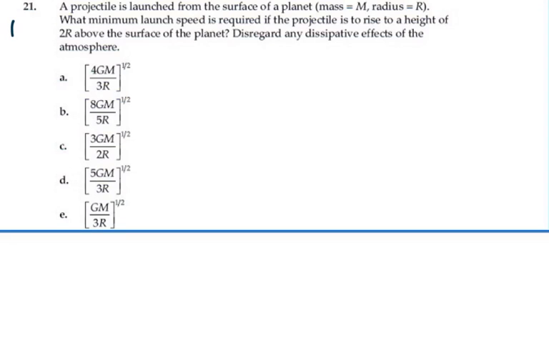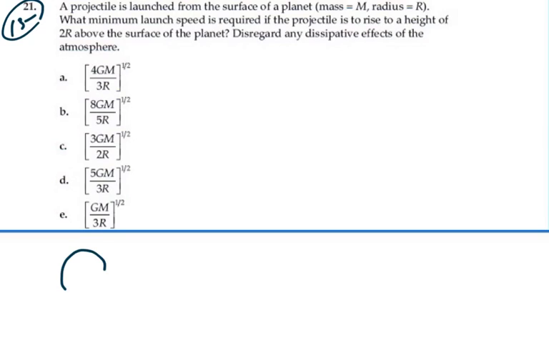Here's problem 1321. A projectile is launched from the surface of a planet, mass m, radius r. What minimum launch speed is required if the projectile is to rise to a height of 2r above the surface of the planet? Disregard any dissipative effects of the atmosphere.